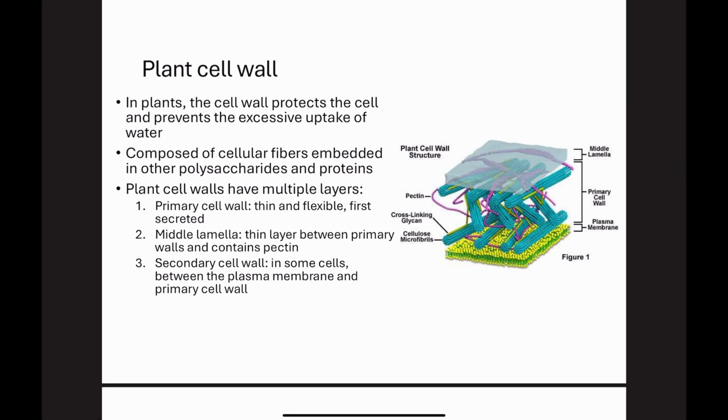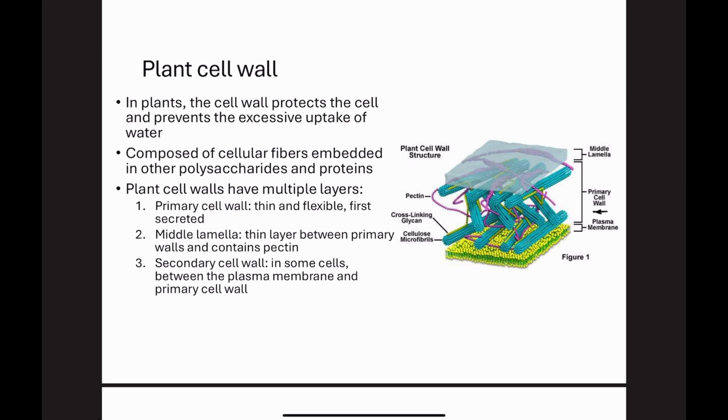And these plant cell walls are going to have different types. So they're going to have a primary cell wall, and that primary cell wall is a really thin and flexible wall that's going to help our young cells grow. We have the middle lamella. The middle lamella is a thin and sticky layer that has these things called pectins, and it's going to hold plant cells together. And then we have a secondary cell wall.